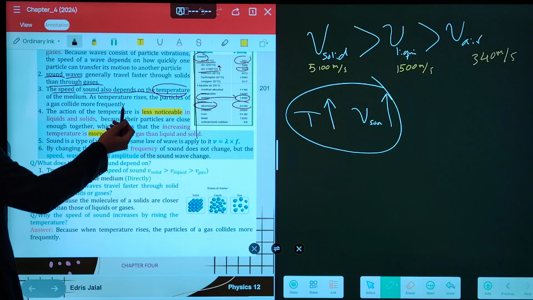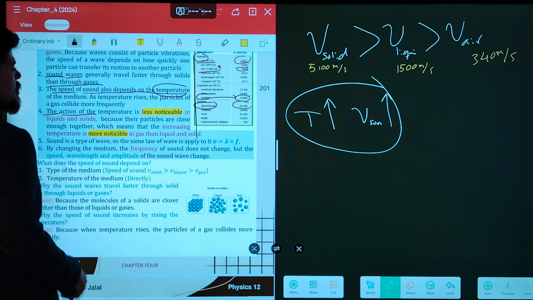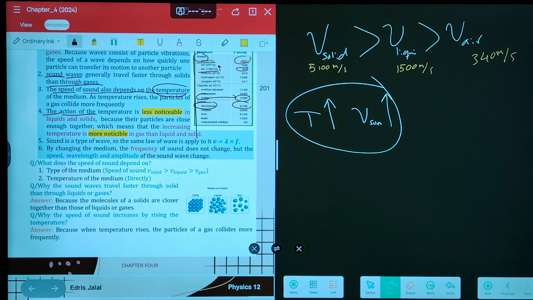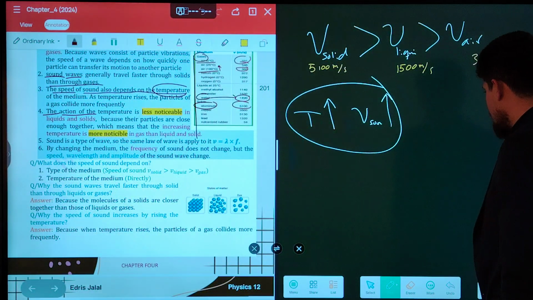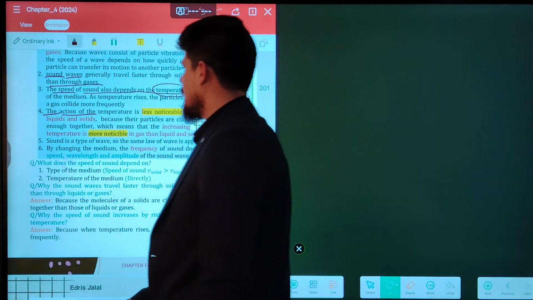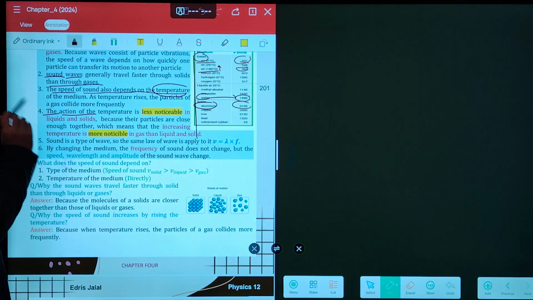As the temperature rises, the particles of a gas collide more frequently. The action of temperature is less noticeable in liquids and solids because their particles are close enough together, which means that increasing temperature is more noticeable in gas than in liquid and solid. Guys, this note is very important, and last year this question was asked in the Wizari exam.